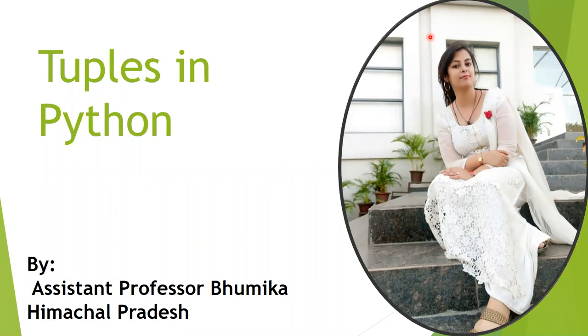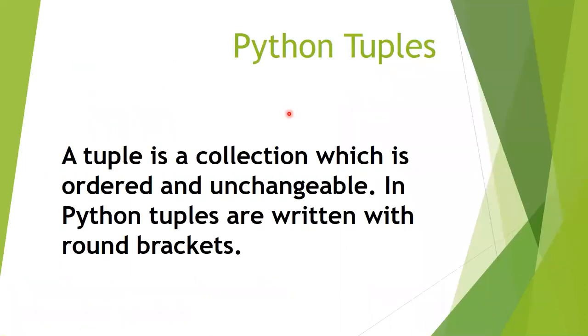Today we will discuss tuples in Python. Now, what are tuples? A tuple is a collection of heterogeneous elements that are ordered in nature. Ordered means every element is referred to by some index, and these values are immutable, meaning unchangeable. All the tuple values are written within round brackets, that is, parentheses.